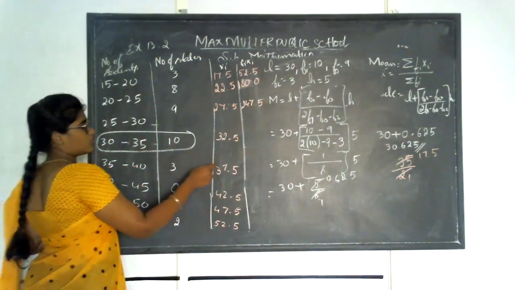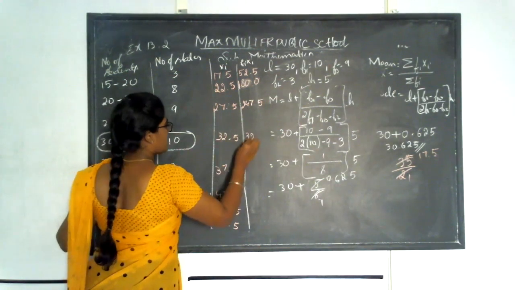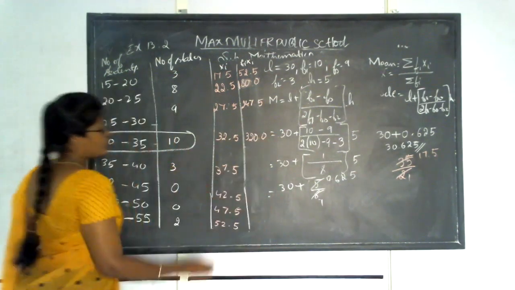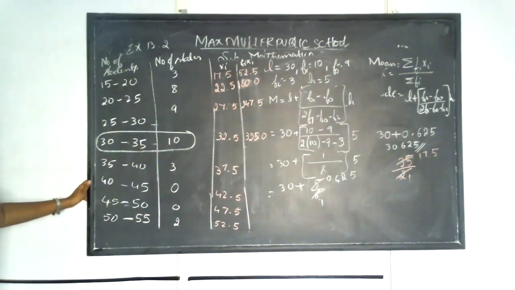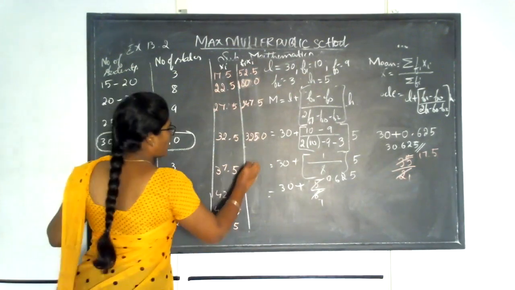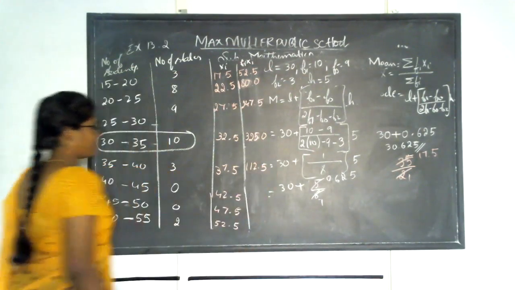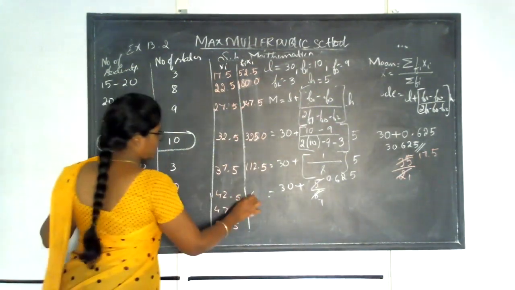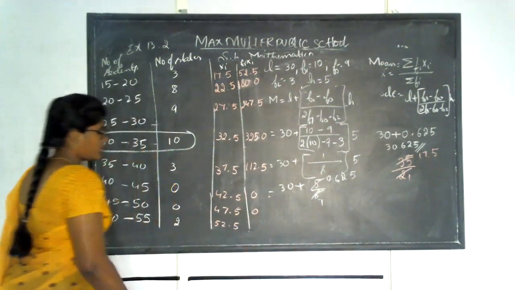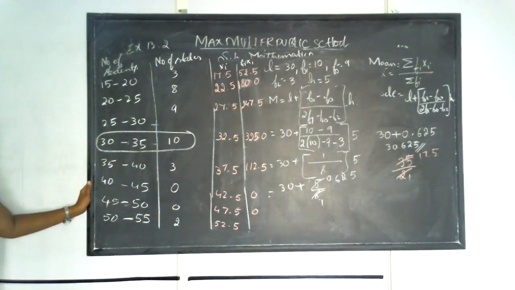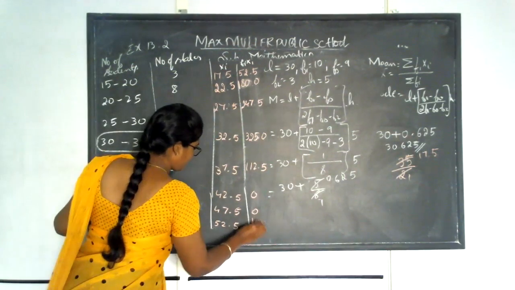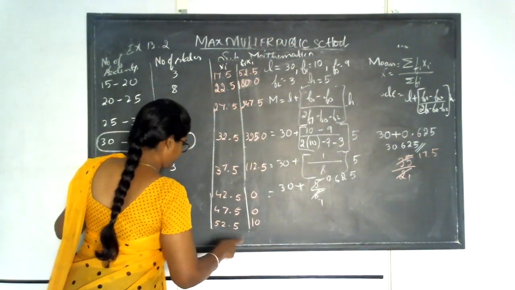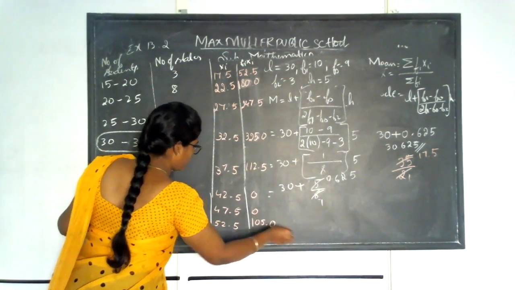Next, 10 into 32.5 will be 325.5. Next, 3 into 37.5 is how much? 112.5. Next, 0 into anything is 0. Then 2 into 52.5 is 105.0.